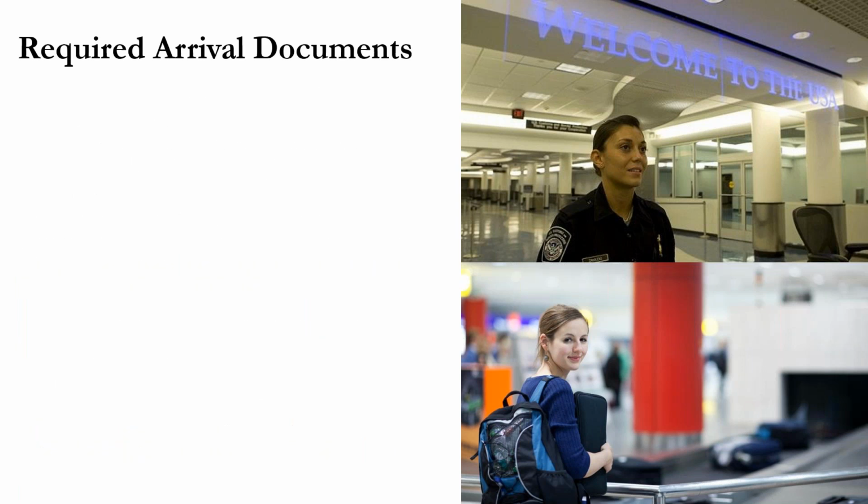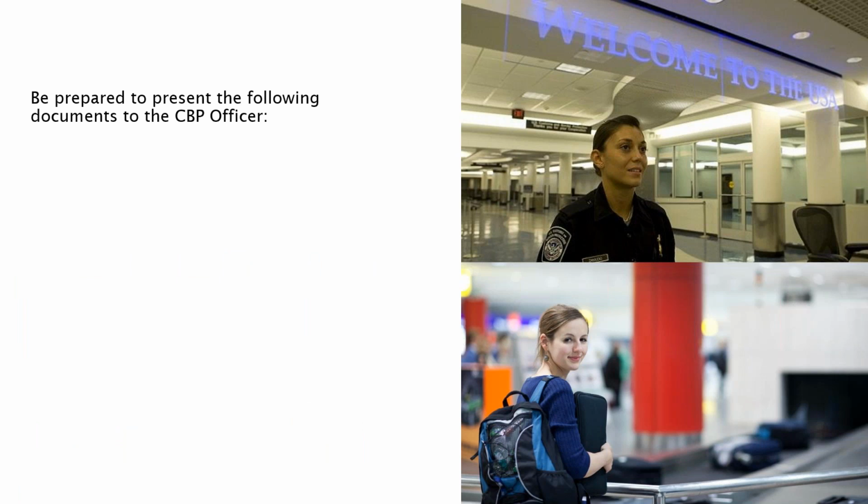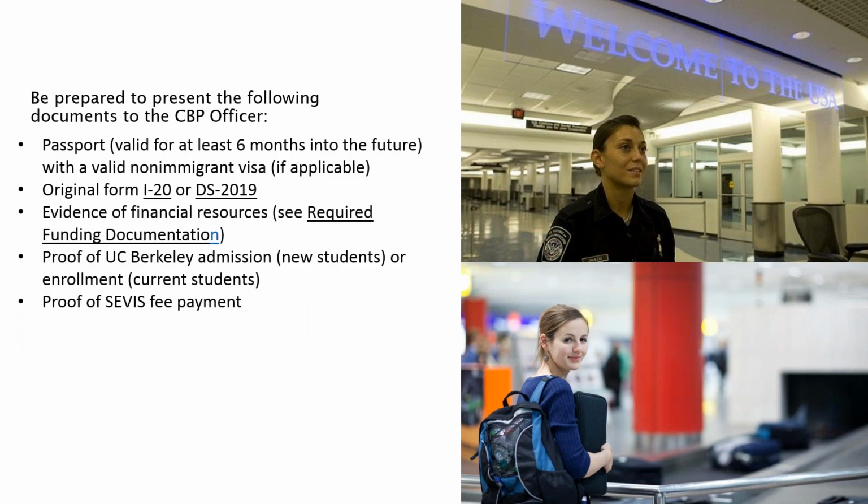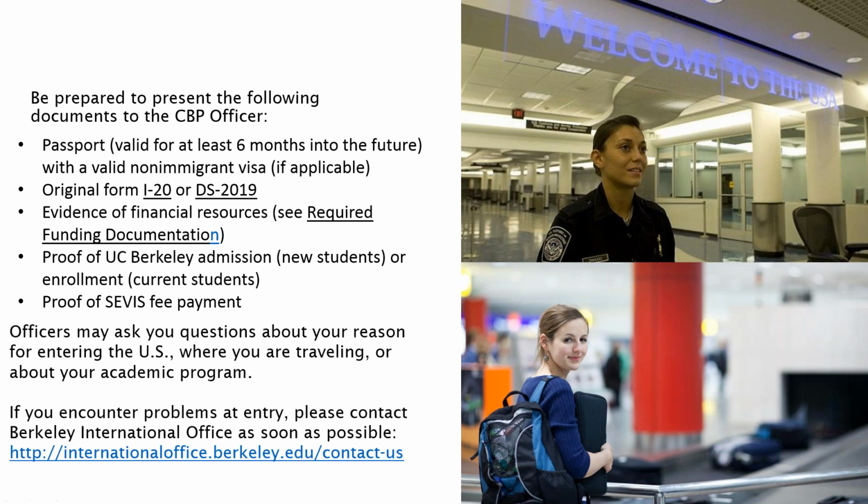Okay, and the required arrival documents, you will have to present them to the CBP officer. You'll need your passport that's valid for at least 6 months into the future with your valid visa, if applicable. You'll need your I-20 or DS-2019, evidence of financial resources, your proof of admission for new students or your enrollment for current students, and the receipt of your SEVIS fee payment. The officers might ask you questions about your reason for entering the US, where you're traveling, or about your academic program. If you encounter any problems when you enter, please contact our office as soon as possible.